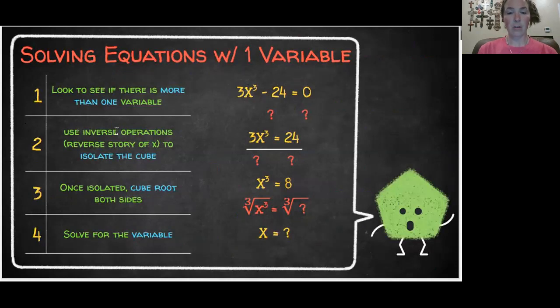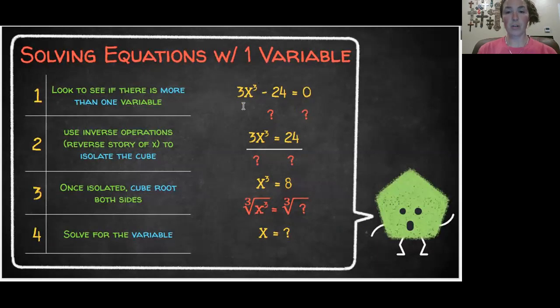Then use inverse operations or reverse the story of x to isolate the cube. And again, the words that I have in blue are the ones that you have as a question mark, so make sure that you are filling those in. So again, we're going to isolate the cube. The first thing that we need to do is move this 24.